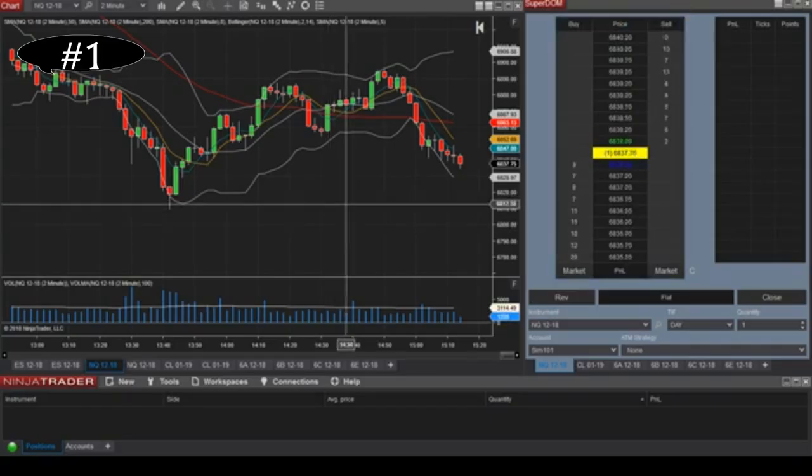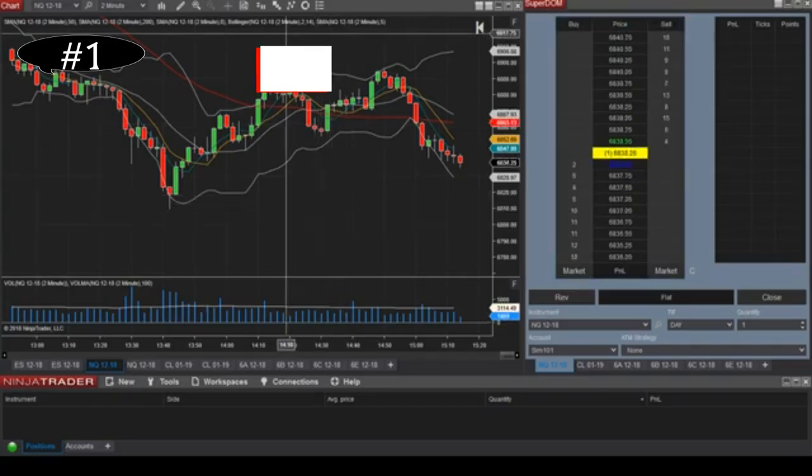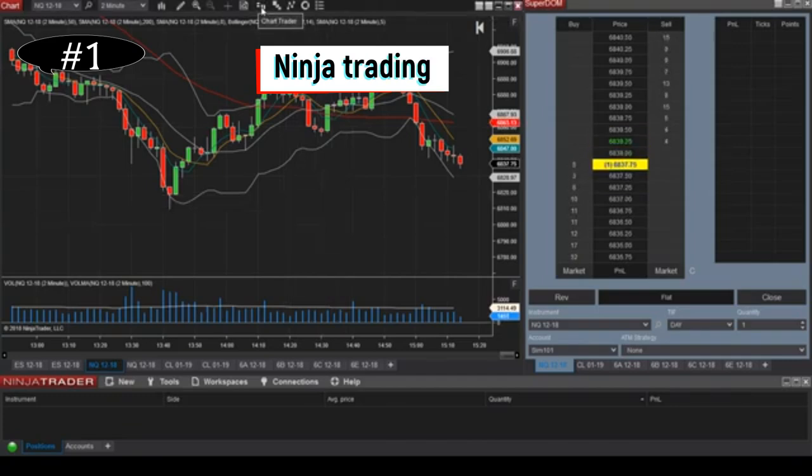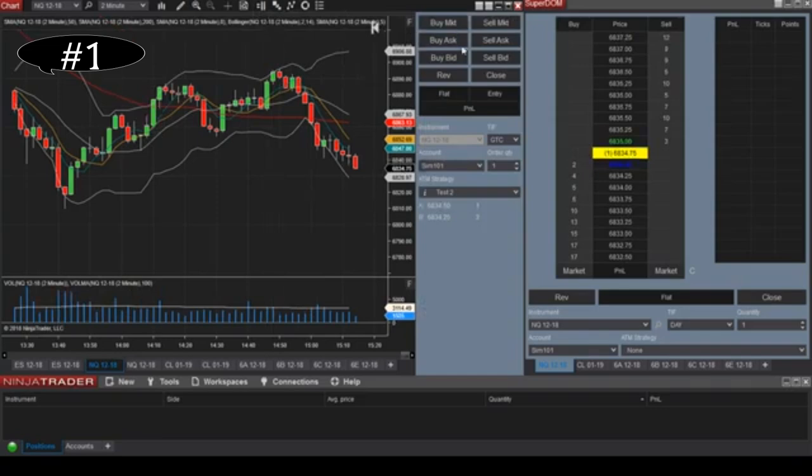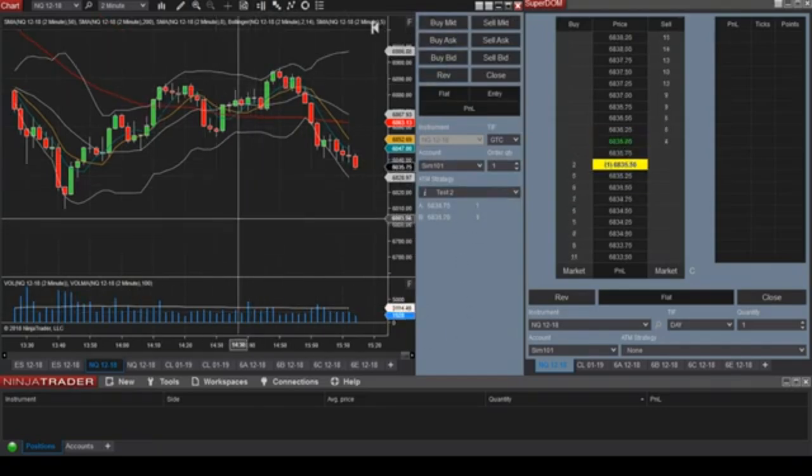Coming in at number 1, we have NinjaTrader. It is mainly focused on futures and forex trading. NinjaTrader provides advanced trading tools, with advanced-level indicators and other tools. You can access a free demo account to practice trading with live market data.